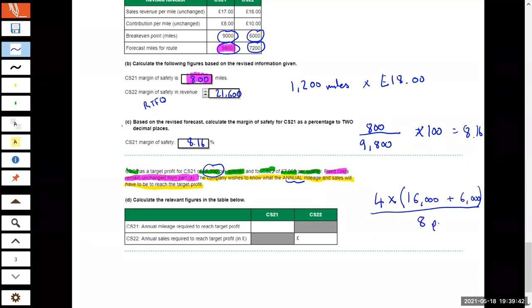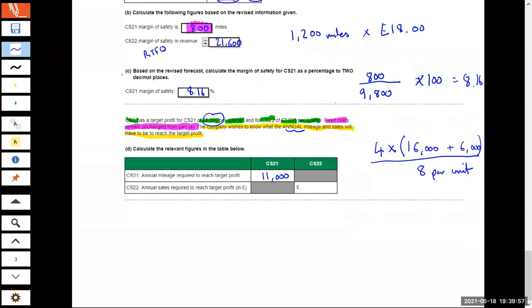£8 per unit. If anyone would like to do that calculation, I make it 11,000. Brilliant. Thanks, Michaela. Absolutely perfect. Thanks, Sophia, as well. Would anyone like to have a go at the final one before we wrap up the evening?